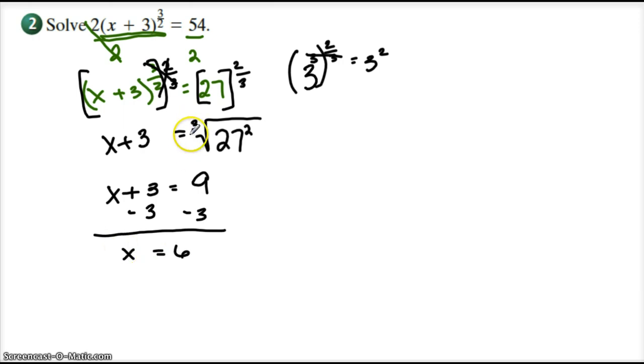Now real quick, the reason this is only 9 and not plus or minus 9 is because this was the cubic root. And when it's the odd root, we only have whatever it is that we get. Okay, now plugging 6 in up here, 6 plus 3 is 9. It's a positive value, so it's not going to alter the real or imaginary status of that number.